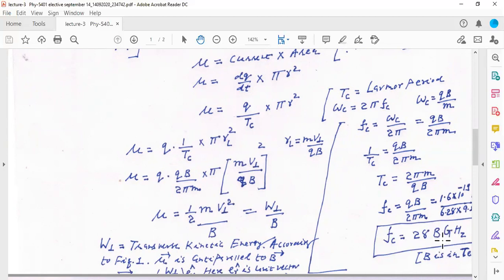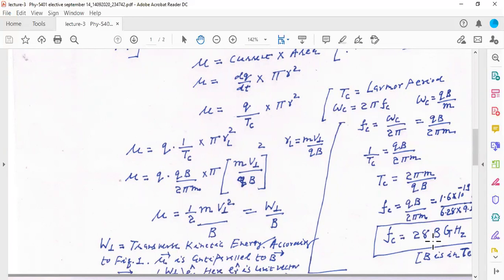So this B is in Tesla. This is the expression for the Larmor frequency, and please remember, this is the expression for angular frequency. The Larmor angular frequency omega is 2 pi fc. So you can calculate both of them using this expression. This expression will be very useful when we calculate the numerical problems here.